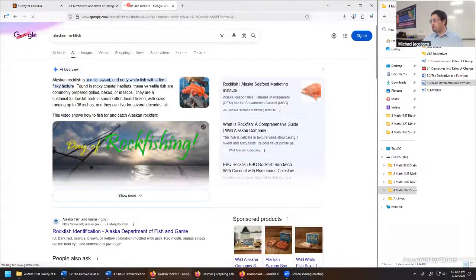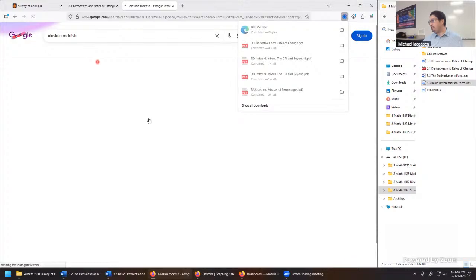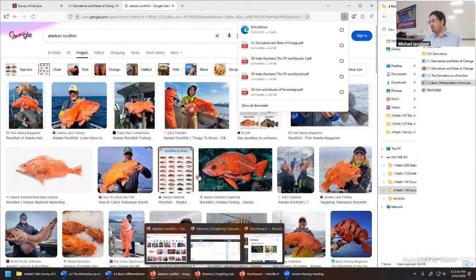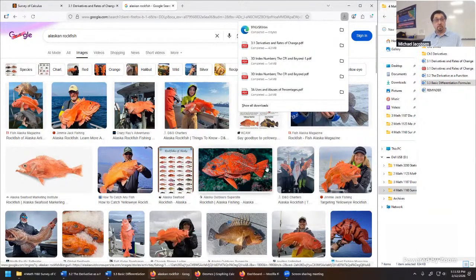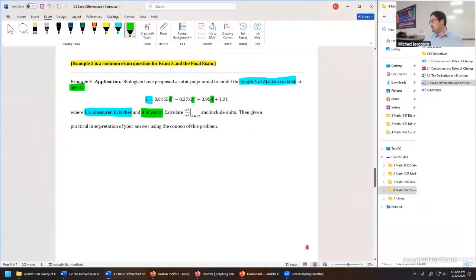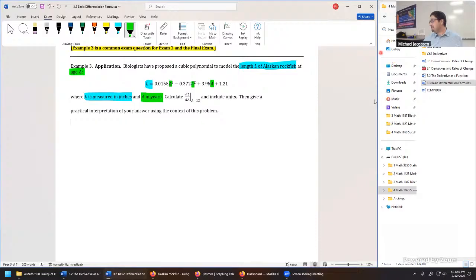Thinking about the problem in your subconscious, it's a good idea to just get a feel for what you're even looking at. These are crazy looking fish. This is my first time Googling this. It's a good idea to just get a feel for what you're looking at. These are pretty big but vibrantly colored fish. We're just trying to model the length from nose to fin, I'm assuming. So those are the fish, pretty interesting. Wonder if they're tasty now.